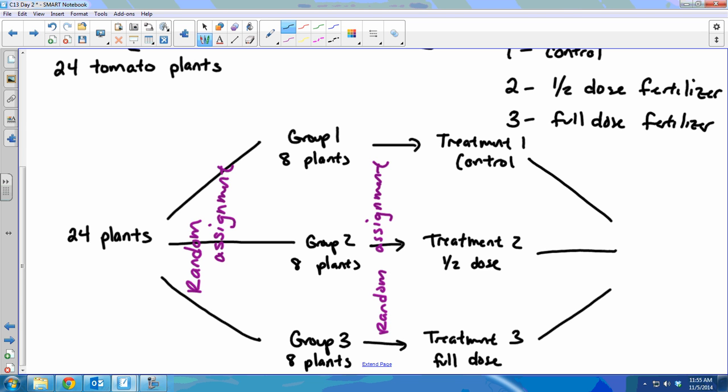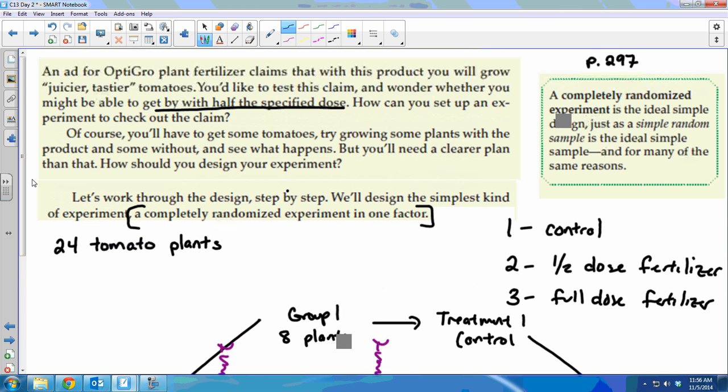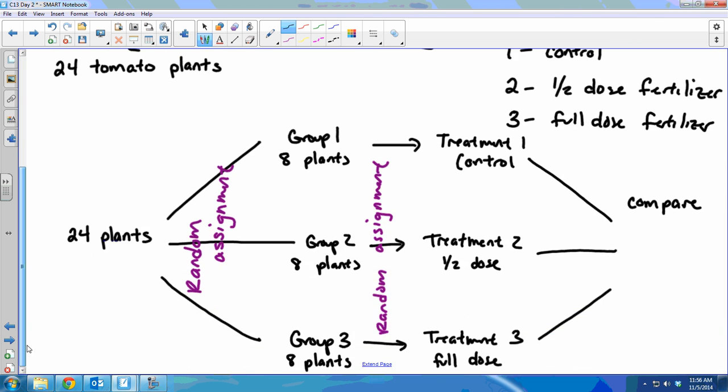Then the whole point of this experiment is to compare what? If we go back to the original question for a second, what are they trying to figure out? What's the claim? Juicier, tastier tomatoes. So we're comparing the juiciness, did I spell juiciness? I don't know. And tastiness of tomatoes.